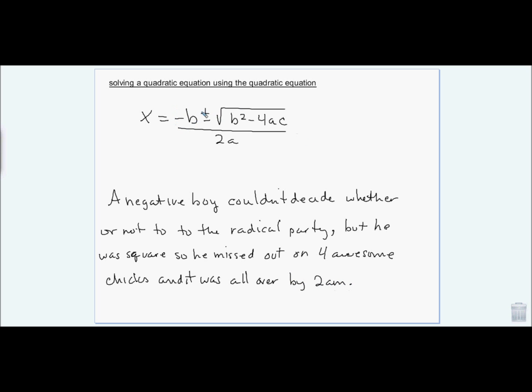So how does this work? Negative boy couldn't decide whether or not to go to the radical party, but he was square, so he missed out on 4 awesome chicks, and it was all over by 2 a.m.